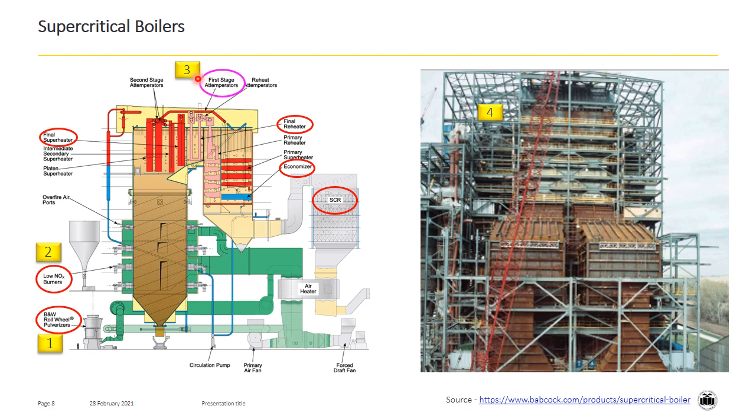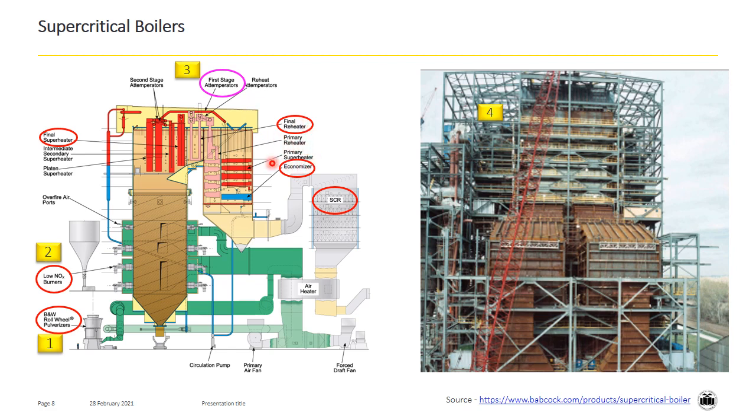Third number shows attemperators. These are placed in between the superheater and the steam turbine. They inject water in the path of steam so that the temperatures will be maintained in a desired range.